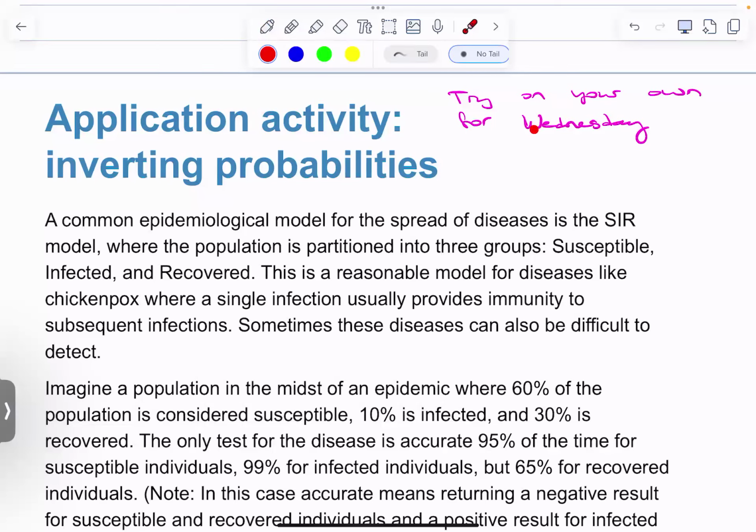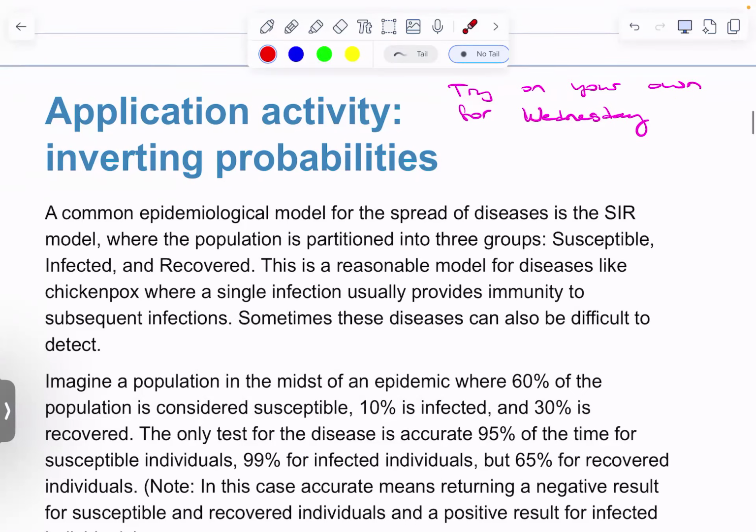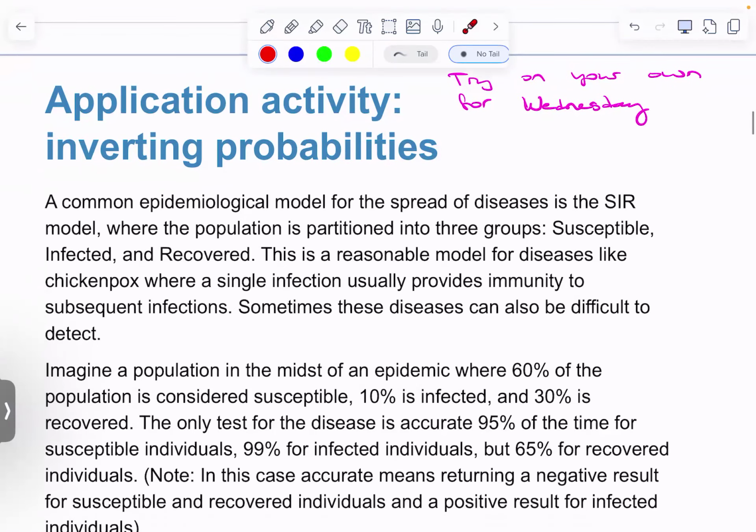Any questions before we start our application activity, which is just another example? I left you with this one for Wednesday, and here we are on Wednesday. Oh my gosh. And so it's another kind of health model, but that's pretty common for these types of questions.